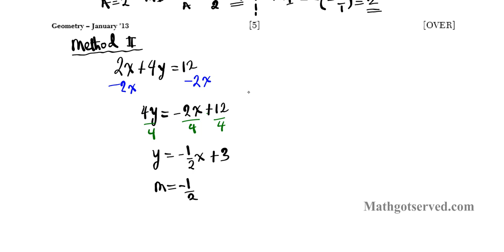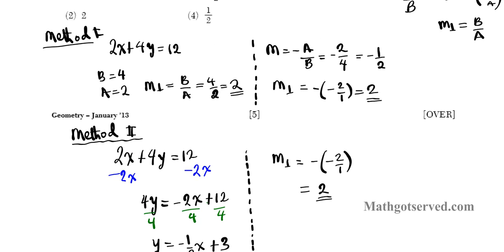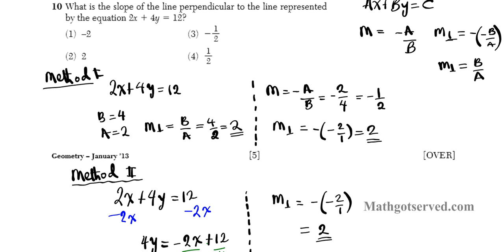All right. So if this is the slope of this line, then what is the slope of a line perpendicular to it? It is the negative reciprocal, right? Or the inverse. So the negative reciprocal of that is going to be negative 2 over 1. All right, and then we multiply it out to get 2 as the slope of a line perpendicular to this line right here. So we can clearly see, using both methods, that the answer is option number 2. All right, so there you have it.